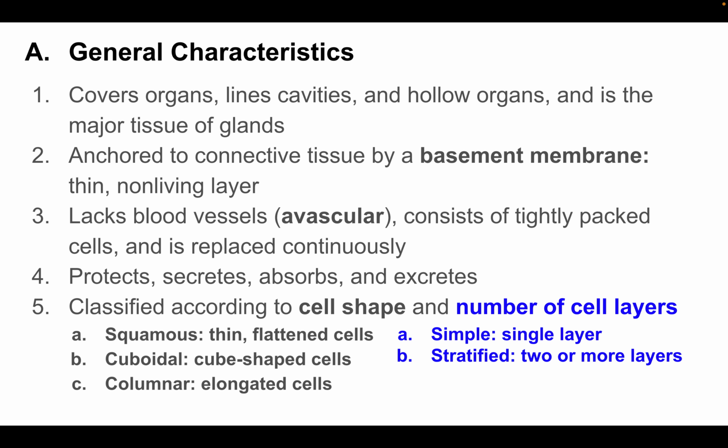So we classify epithelial tissues by their cell shape. And these are the three shapes. Squamous means thin or flattened. Cuboidal is cubed. And then columnar is elongated. And then we also classify them by the number of cell layers. Simple means a single layer, and stratified means two or more layers.